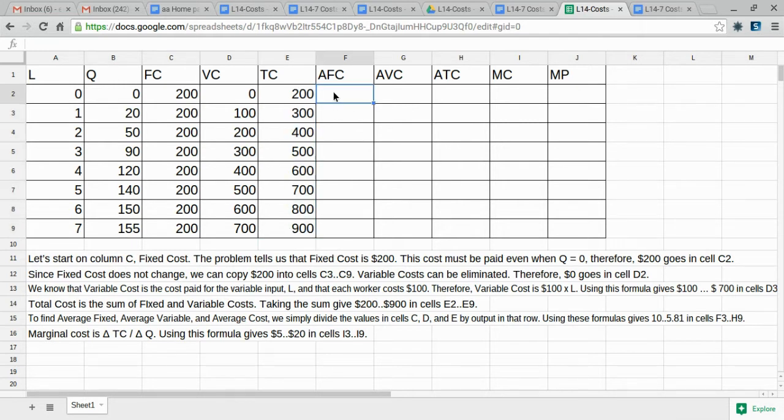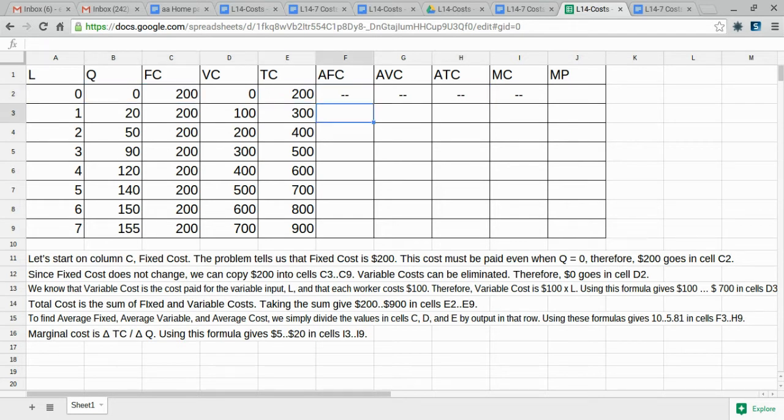To find average fixed cost, we divide fixed cost by output. Dividing by zero is going to give us a problem, so I'm going to put dashes in those cells. We'll talk about marginal cost later. But we can't divide by 0, so we cannot find the average fixed cost, average variable cost, and average total cost when output is 0.